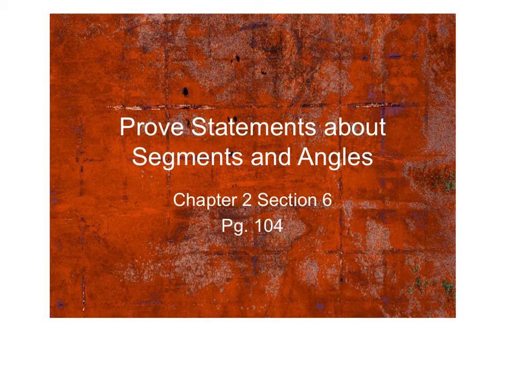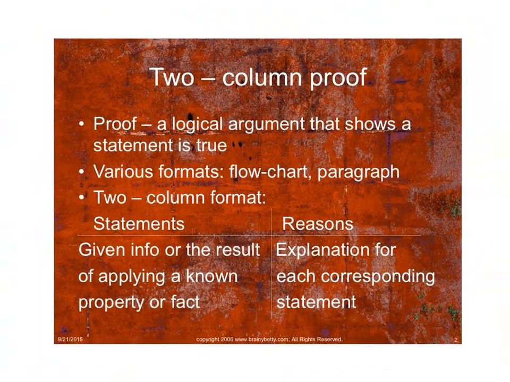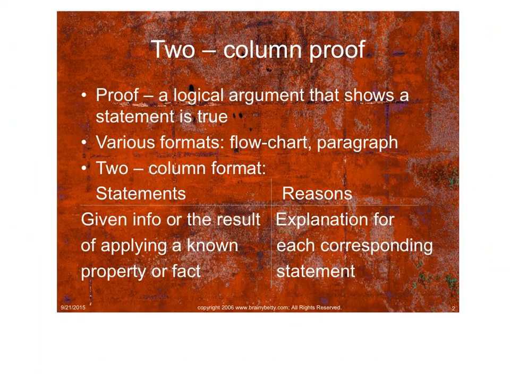So this is going to be section 6, and we're going to be proving statements about segments and angles. These are going to be our geometry proofs. What we're going to be doing here are the 2-column proofs. However, you could also do a paragraph proof or a flow chart proof, but what we're going to focus on this year in the honors class will be the 2 columns.